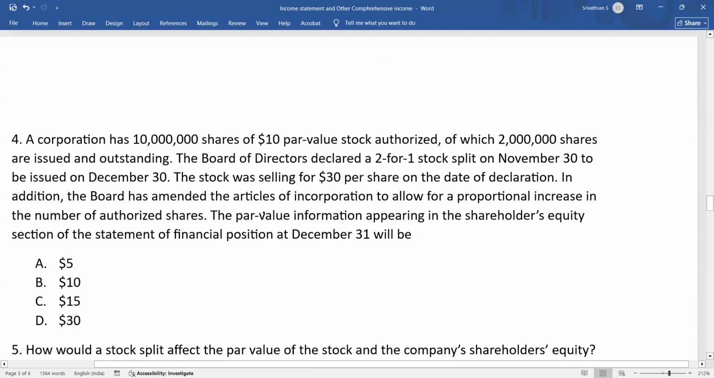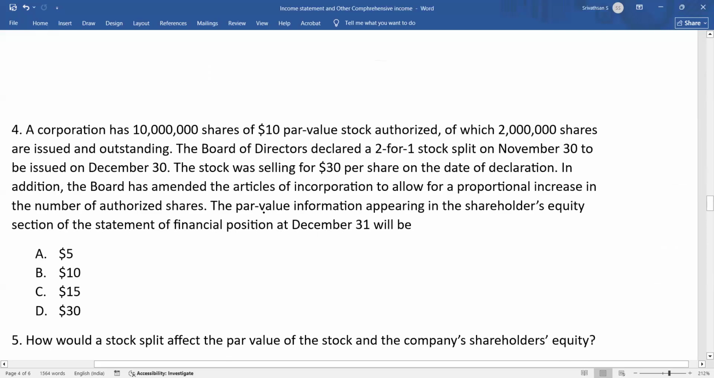Question number 4. A corporation has 10 million shares of $10 par value stock authorized, of which 2 million shares are issued and outstanding. So the company is authorized to issue 10 million shares, but so far they have issued only 2 million shares to the shareholders. Only these 2 million shares are outstanding. The board of directors declared a 2-for-1 stock split on November 30 to be issued on December 30. The stock was selling for $30 per share on the date of declaration. So this 30 is the market value.